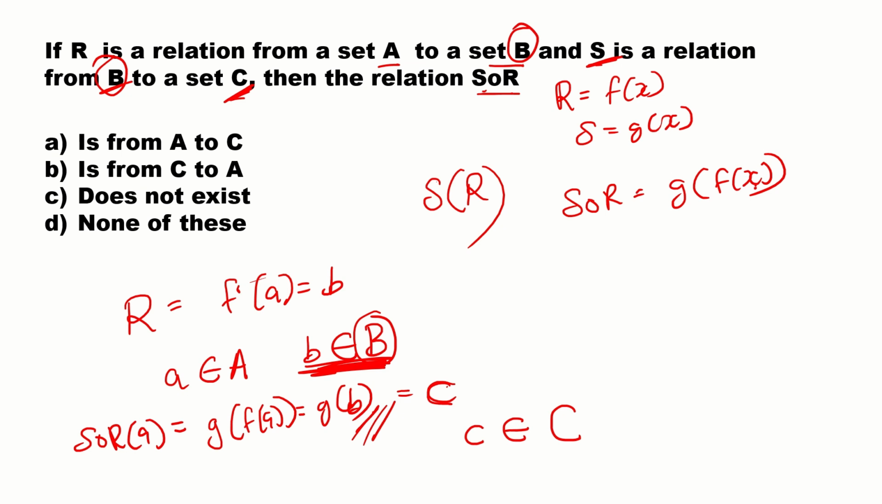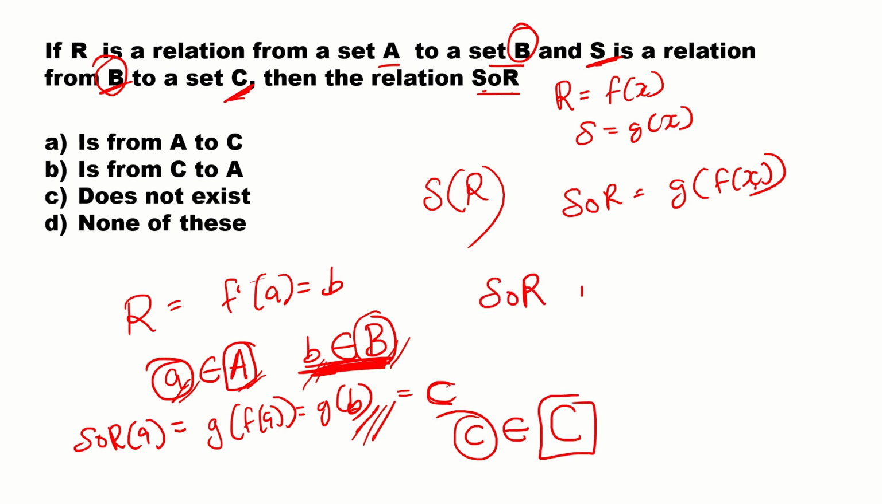So if we take any element small a belonging to capital A, then f of a would be small b belonging to capital B, and then g of b would be small c, which will belong to capital C. So the input we put is small a and the output we get is small c. The input belongs to capital A and the output belongs to capital C. Therefore, the relation SOR is from set A to set C. Therefore, option A, from set A to set C, is the correct answer for this question.